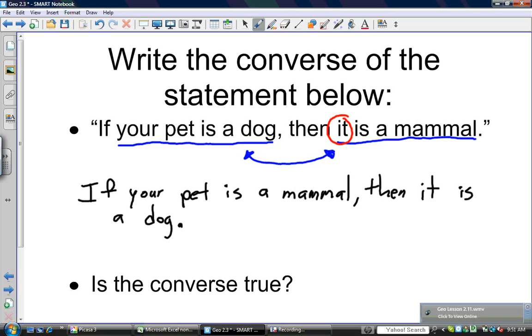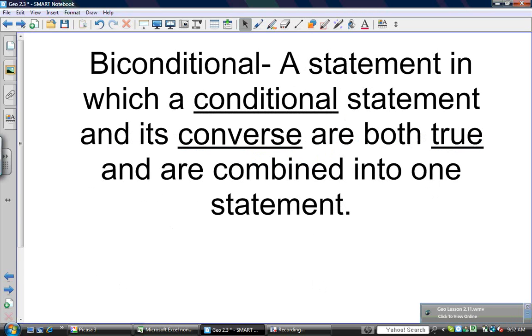Alright, now is the second part true? If your pet is a mammal, then it is a dog? No, there's many different pets that are mammals that are not dogs. So the converse is not true. So the converse sometimes is true, sometimes it's not true.